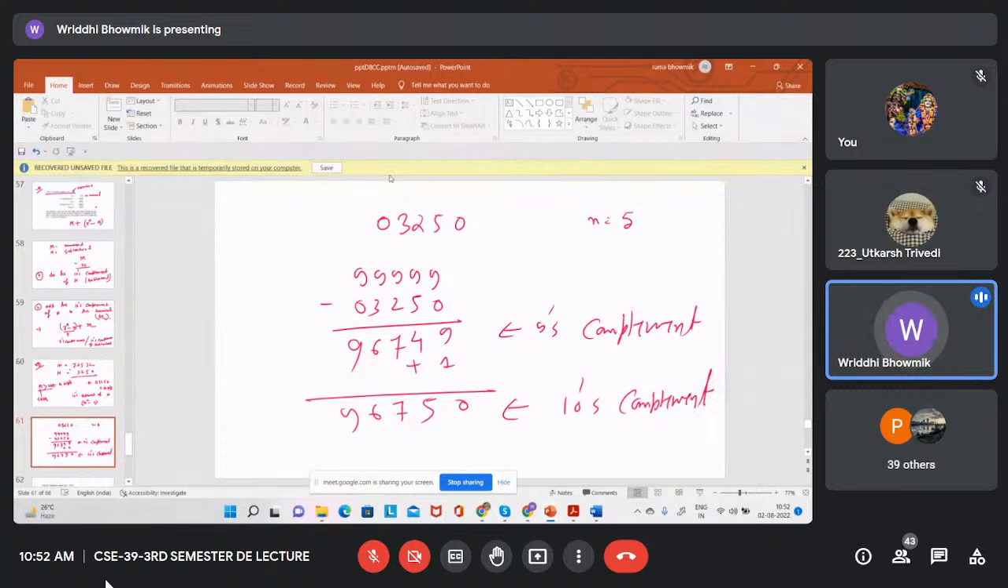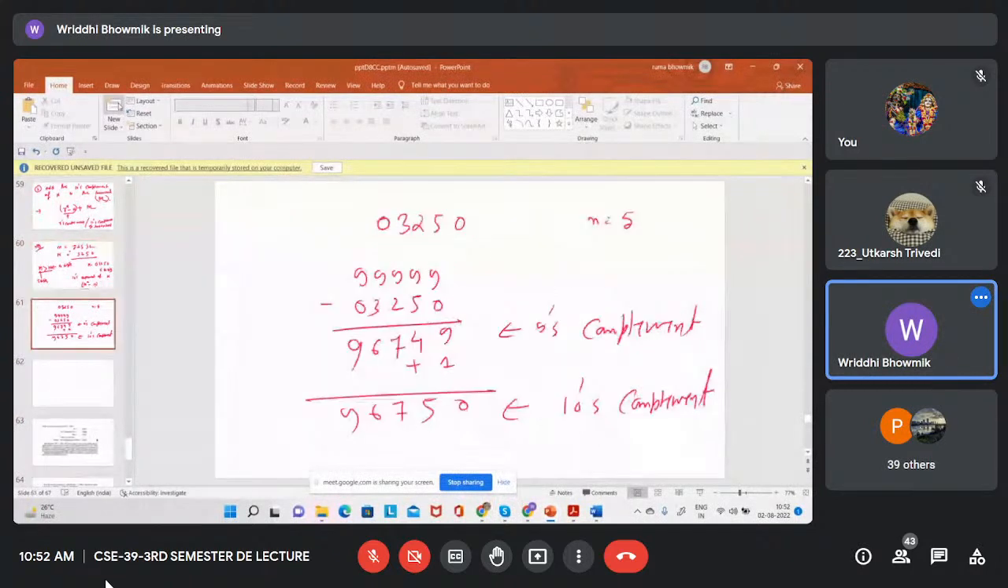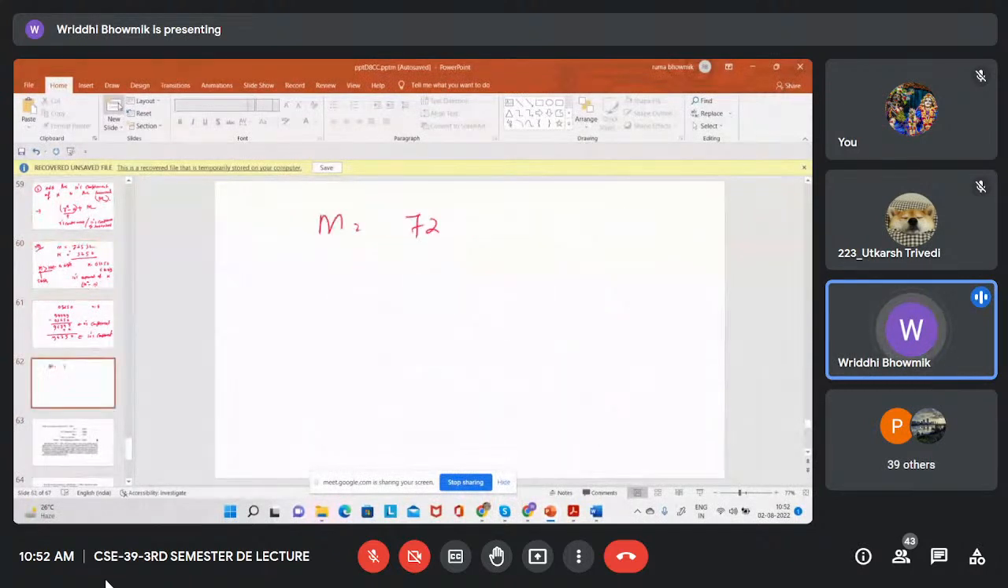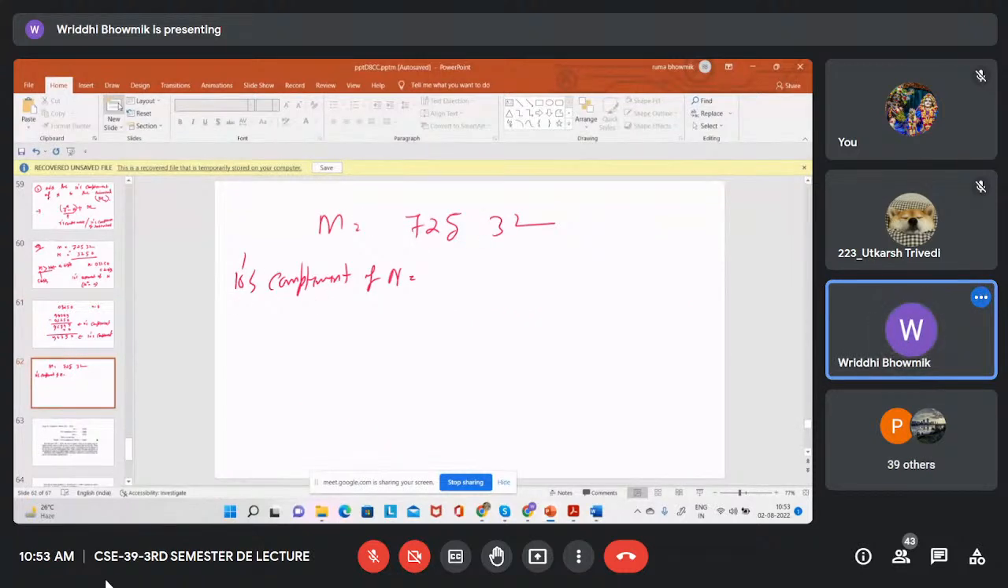Now you will add this number, this tens complement, to the minuend. So your minuend was 72532, and right now the tens complement of capital N is actually 96750. So you have 2, 8, then 2, then 9, then 16.